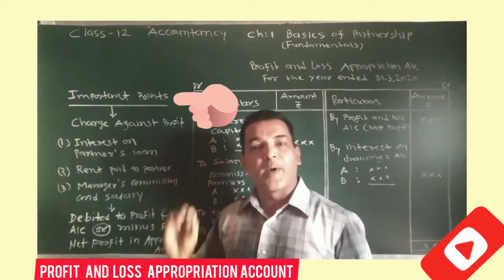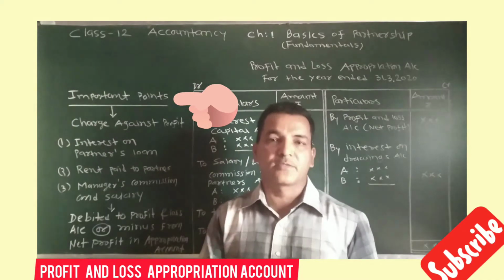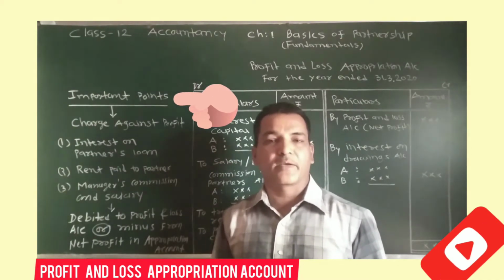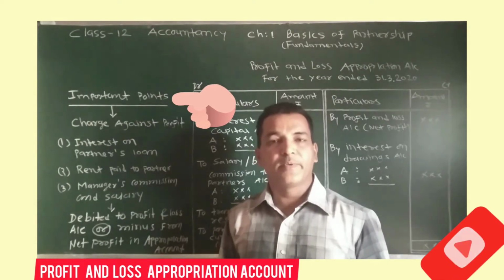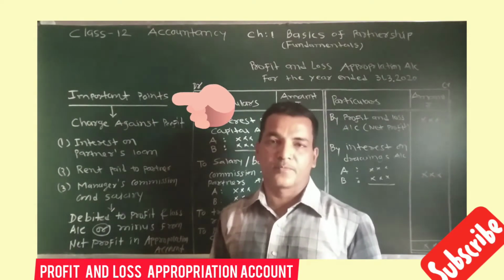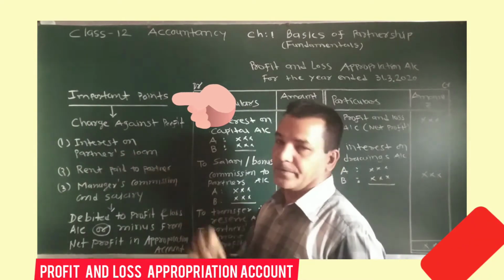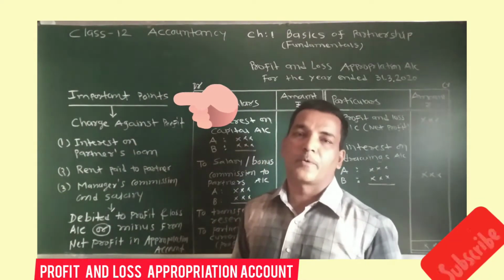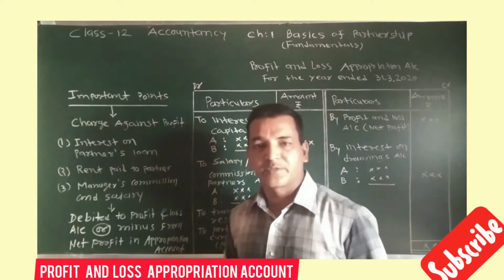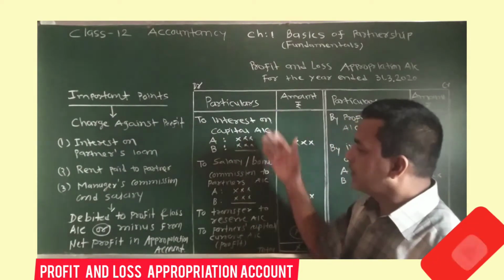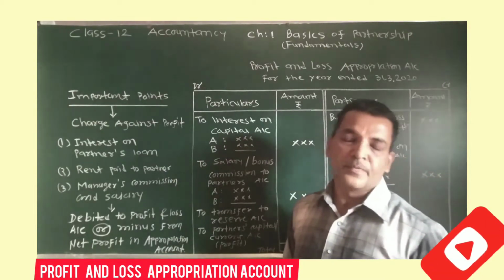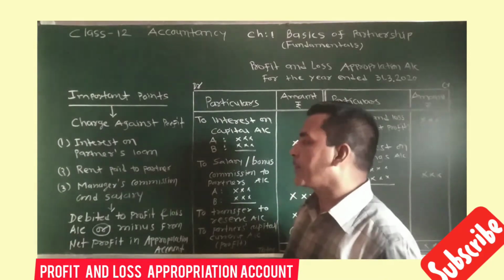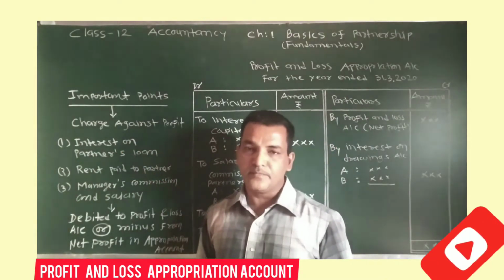So, if a partner has given a loan to the partnership firm, then interest given to that partner on his loan will be debited to profit and loss account. It is a charge against profit. No doubt this amount is available to the partner, but it is not appropriation. That's why we will not record it on the debit side of appropriation. Rather, we will write it on the profit and loss account debit side.